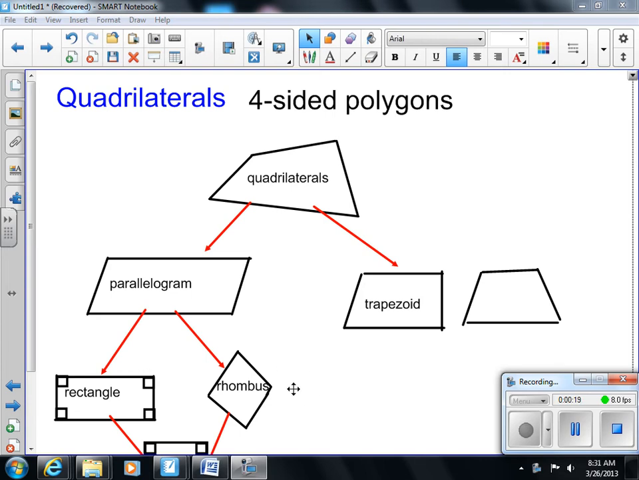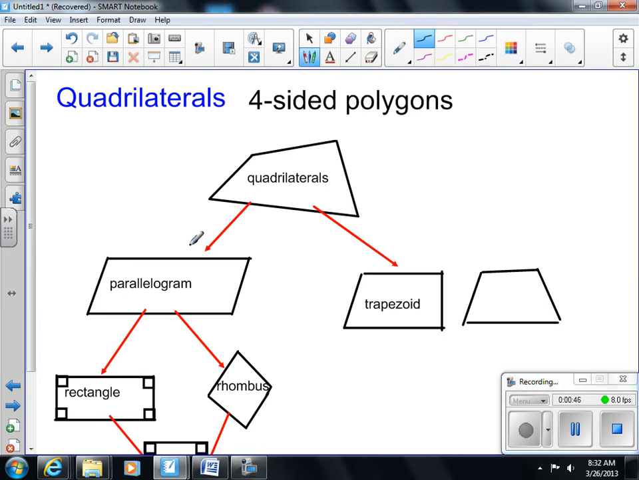Quadrilaterals, we all know, have four sides. That's what makes it a quadrilateral. Once upon a time, there was a kingdom of quadrilaterals, and they were getting along very, very nicely. Until they had a little dispute and they decided to break off. The parallelograms decided to have their own kingdom, and the trapezoids decided to have their own kingdom because they could just not get along.